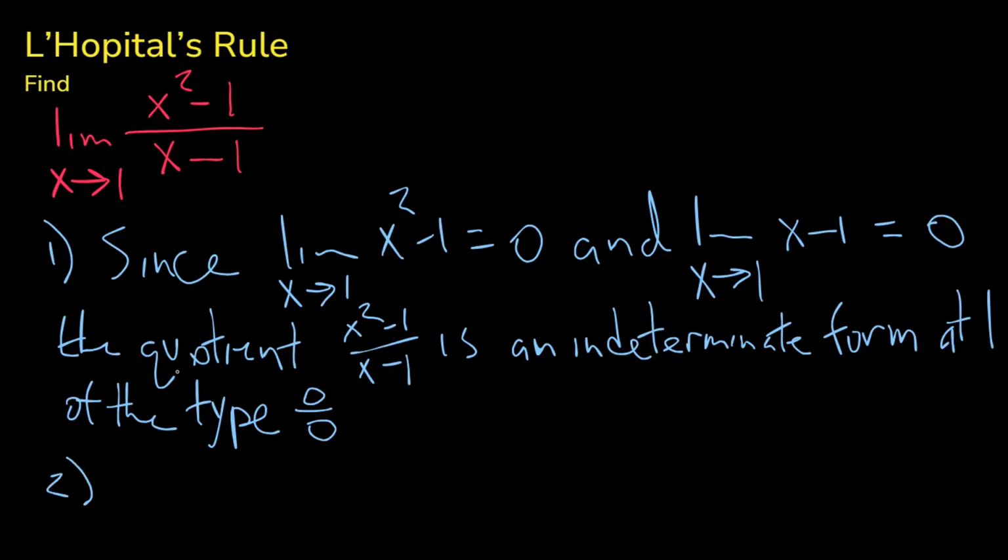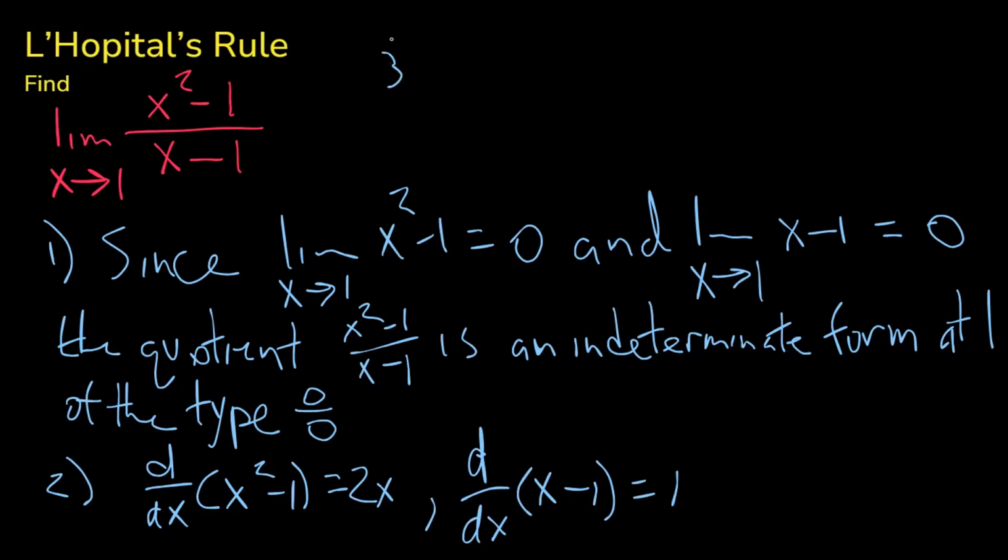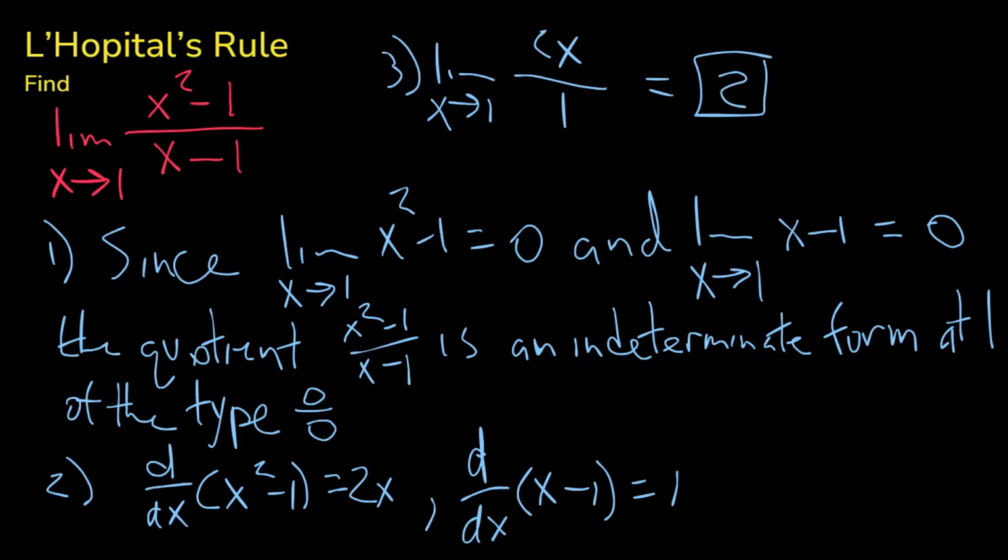Second step is we take the derivative of the numerator and denominator. And then our third step is we take the limit of the ratio of the rates of change. So 2x over 1, and that limit is going to equal 2. Now, I know it looks like a ton more work to use L'Hopital's rule in this situation rather than just factoring. However, in a lot of cases, it's not going to work to do it by factoring.